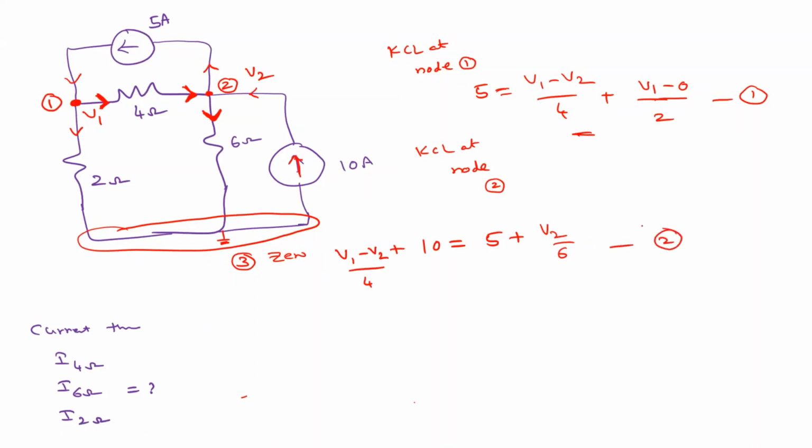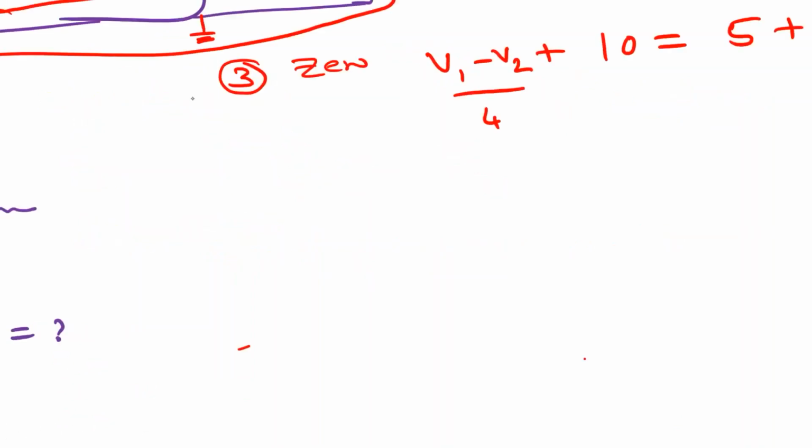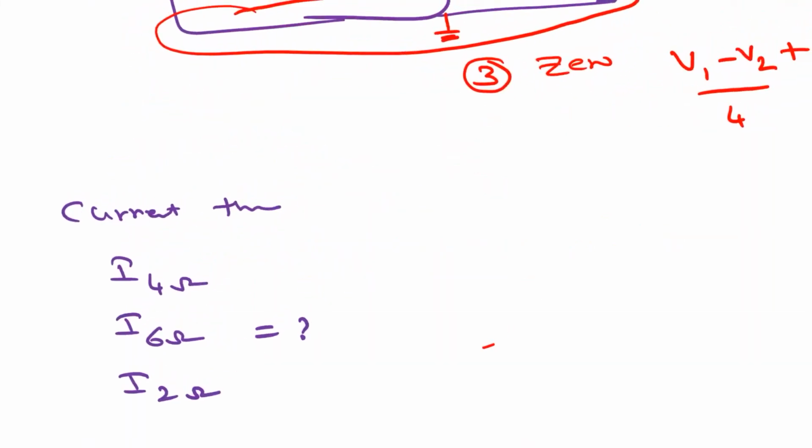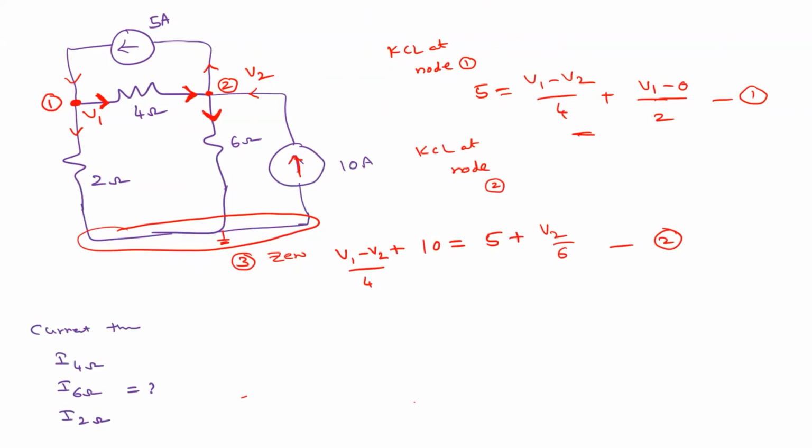This is the second equation, if this is creating confusion. Sir, once again explain the second equation, please. V1 minus V2 by 4 plus 10 is equal to. In the second equation, there are 4 elements meeting, right? 2 current sources and 2 elements, the 4 ohm resistor and the 6 ohm resistor. Agree?